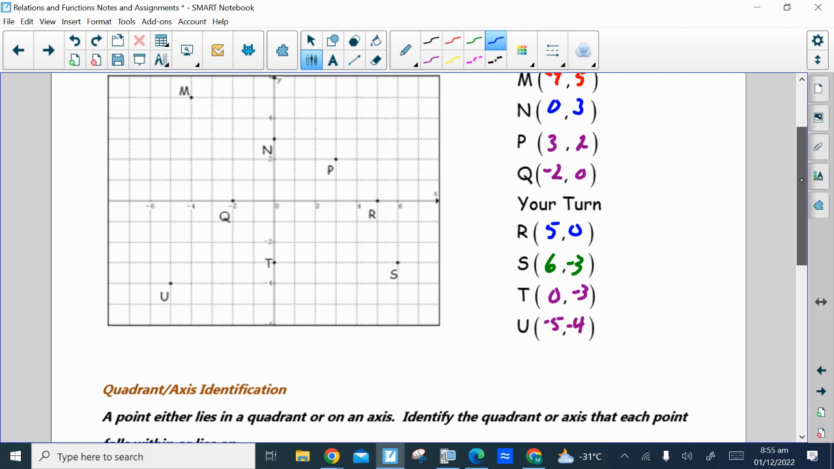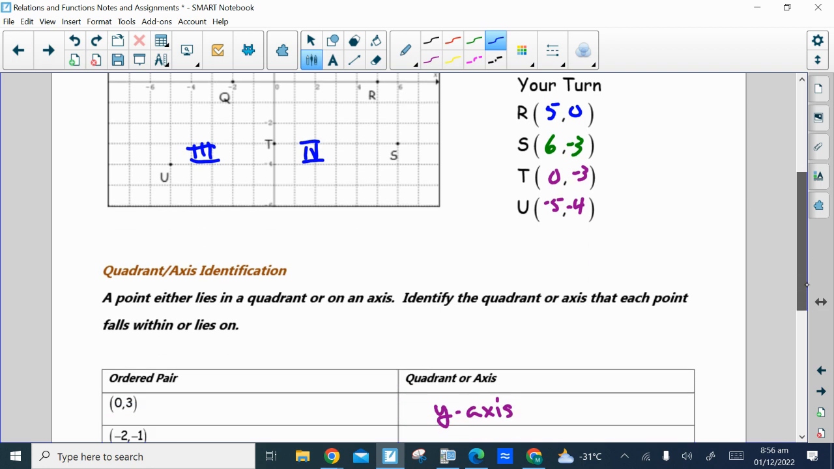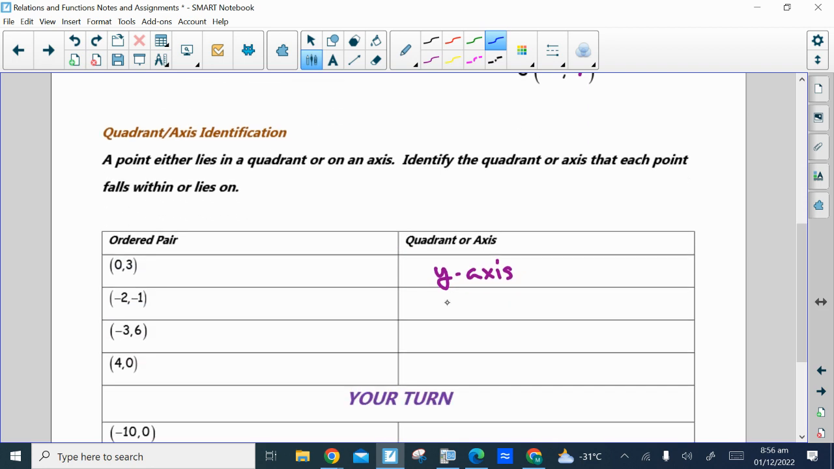-2, -1. So we don't have that point on our graph up here, but it would be right there. You go 2 to the left and 1 down, which puts us in quadrant 3. Again, you start with 1 in the upper right, and then you go counterclockwise around. This is in the third quadrant. We'll say Q3 for quadrant 3.